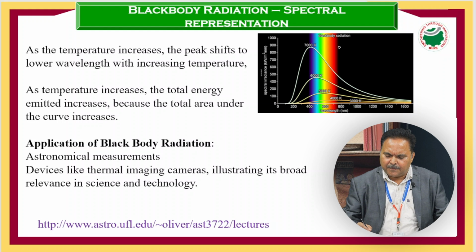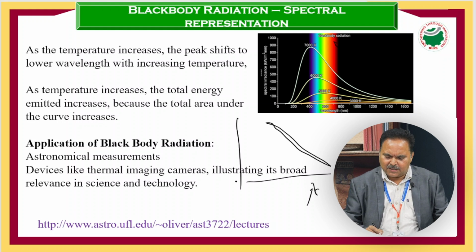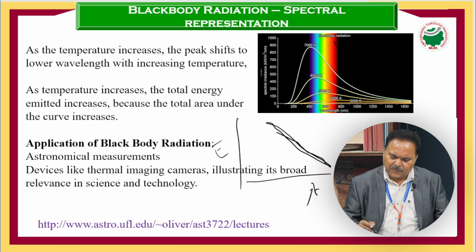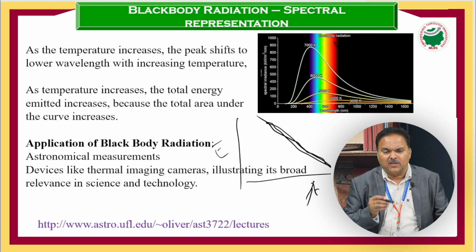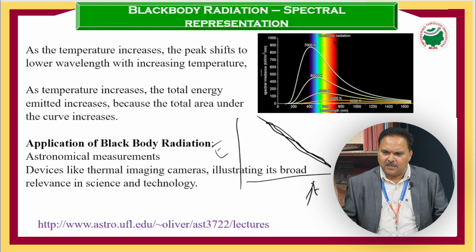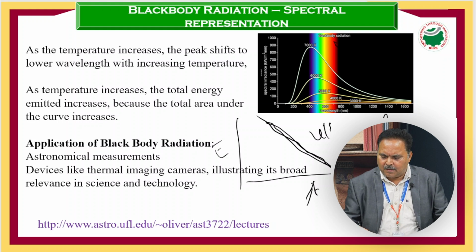But earlier, according to classical mechanics, it was a continuous one. If this is wavelength lambda and this is the energy, the curve will be a continuous curve. If the temperature increases, the wavelength decreases continuously, but the energy increases continuously. Whereas according to the experiment, it is not like that. There is one maximum, and on either side it gradually decreases. This is the experimental observation. The classical prediction is continuous, and this failure we call the ultraviolet catastrophe.